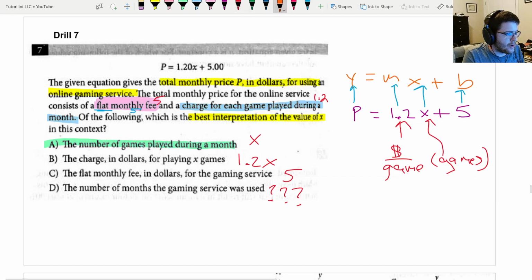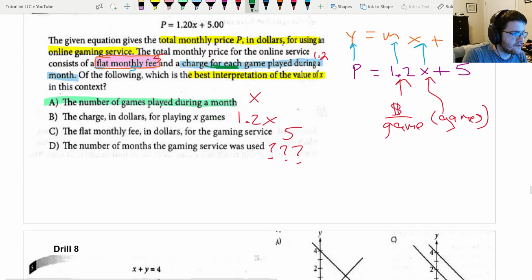Again, another really important y-intercept phrase is flat fee. Think about a flat fee when you take a taxi. You pay however much money per mile, and then you pay a flat fee just for getting in. That's what that means. It just means an initial fee. So this person pays $5 at the beginning of every month and then 1.2 for every game they play. Great. Okay, sounds good. And you see this word too, each. That's usually talking about a slope. All right, enough about that. Let's move on.